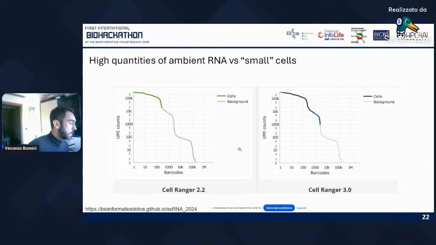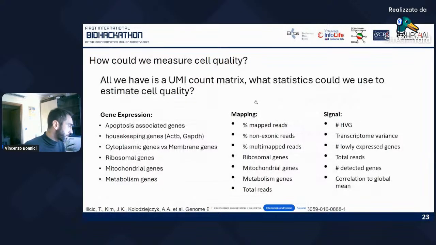Okay? There is a new version of Cell Ranger, the 3, that now takes into account low RNA cells. Before they were discarded, and the pipeline was taking into account only cells with a normal amount of RNA. So how could we now measure the quality of what we obtain, after these steps of grouping, UMI, filtering, and so on and so forth?